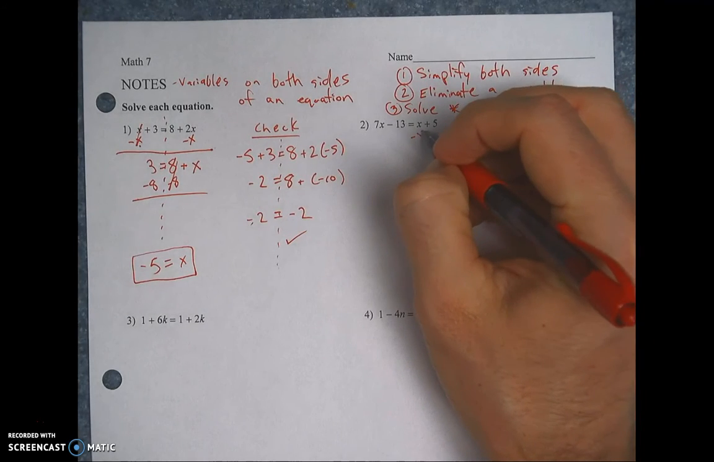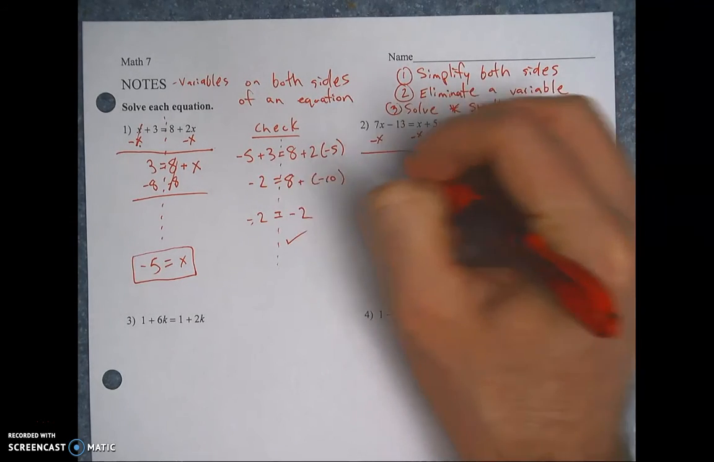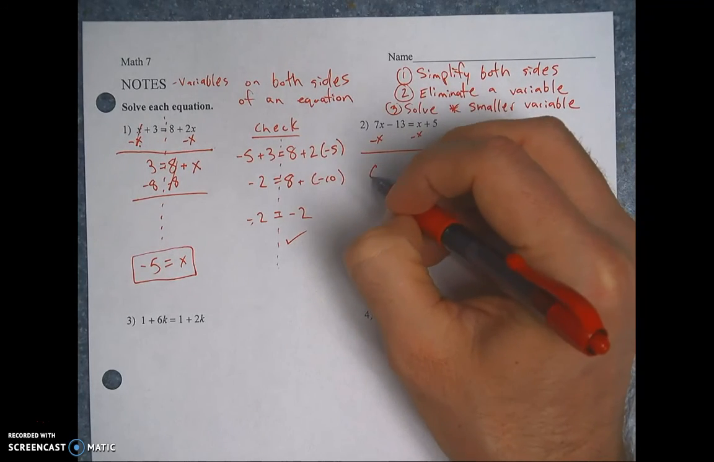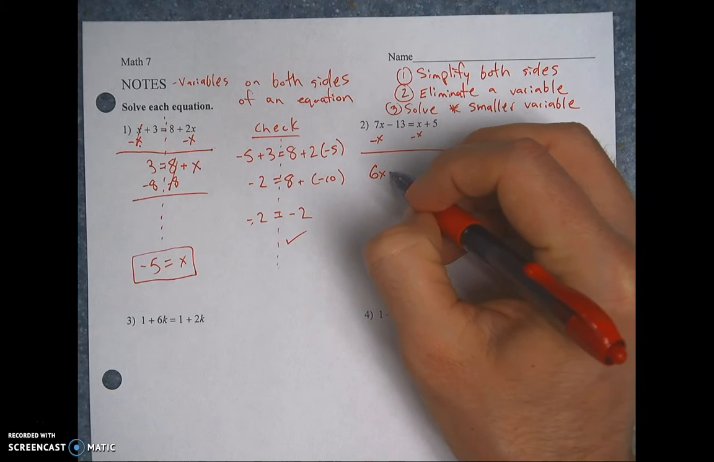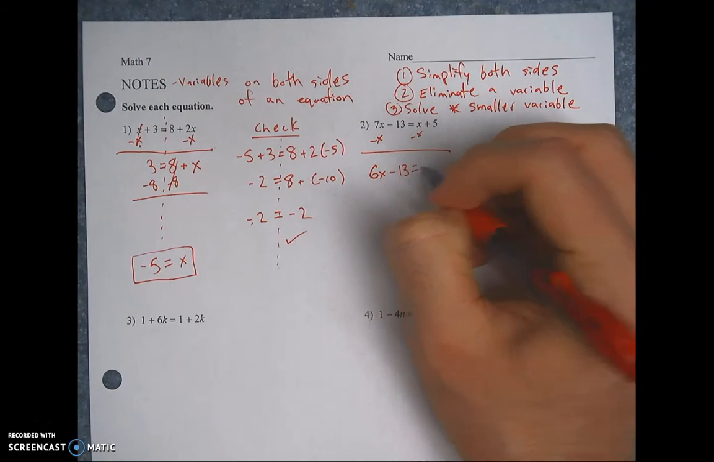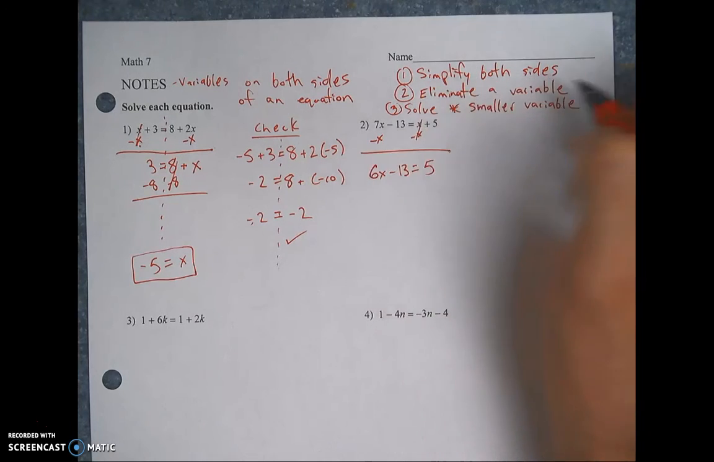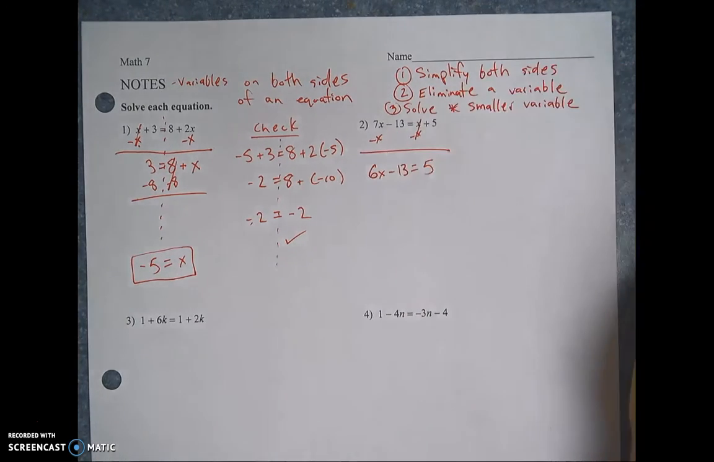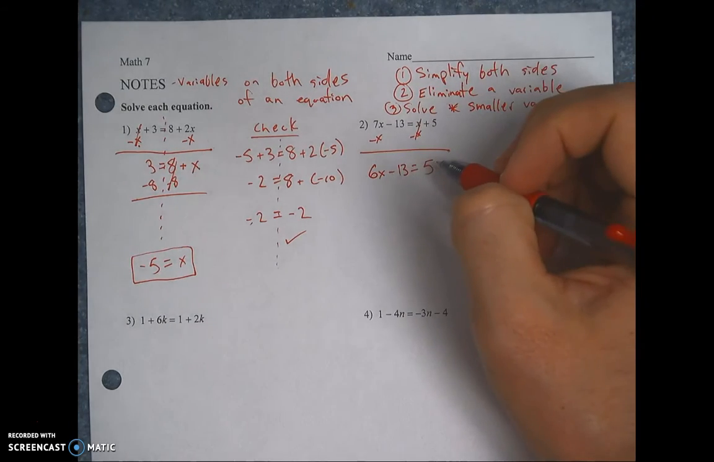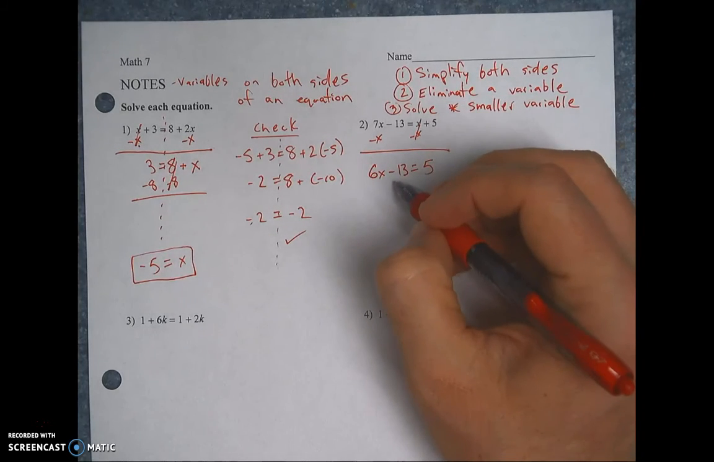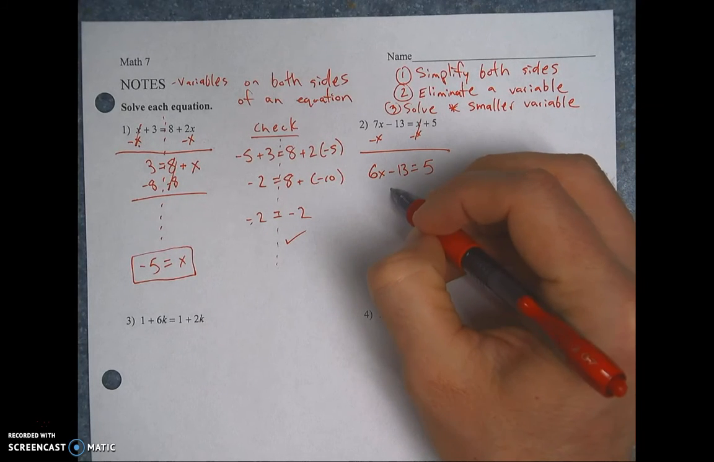So if I minus x and minus x, I'm going to get a 6x, 7 minus 1. Bring down the minus 13. Bring down the positive 5. This x is gone. I took an x away from it, so I'm at 0. Now I have a two-step equation. Simple to solve. Get x by itself, so add 13.